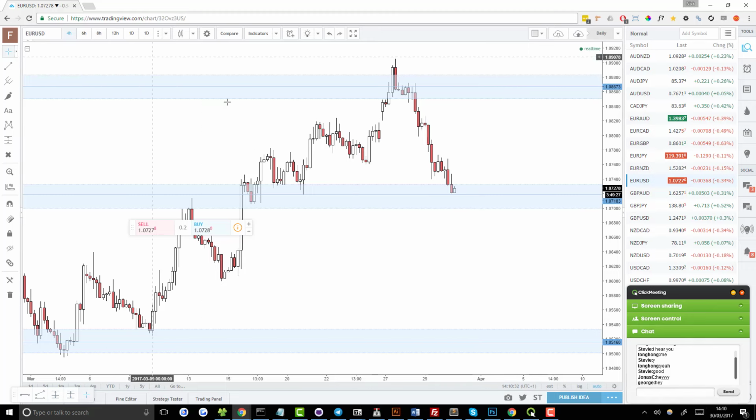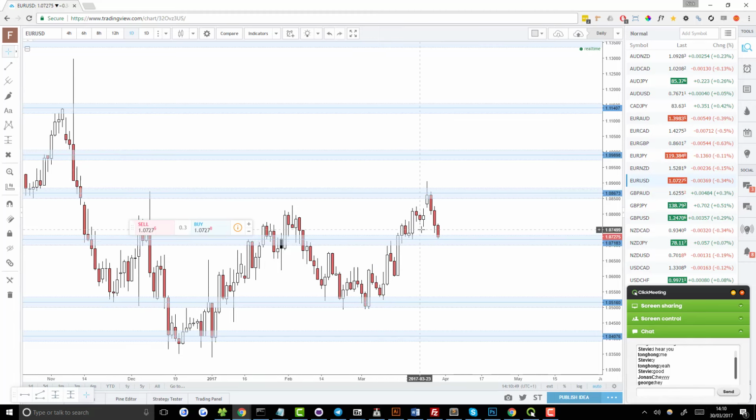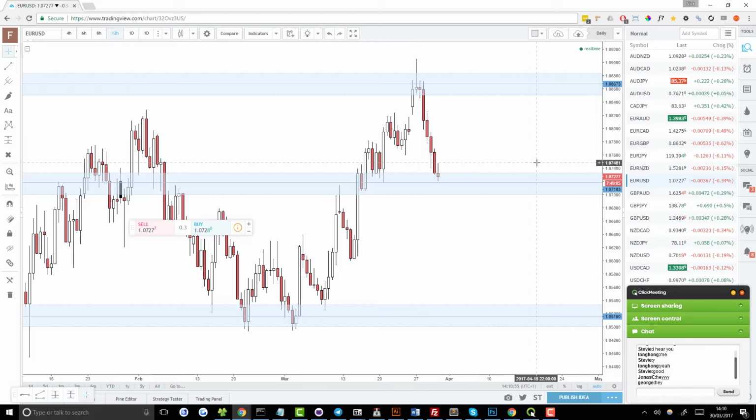Euro USD does kind of look, I spoke too soon, because Euro USD does kind of look like we might get a potential reversal here, but it's not going to happen until Monday. But this is actually a nice strong move down into support, maybe on the 12 hour.